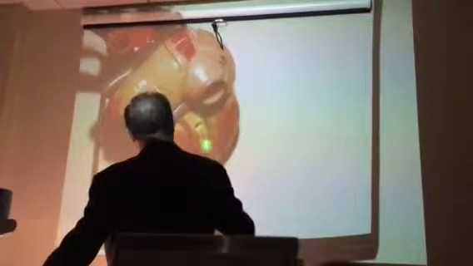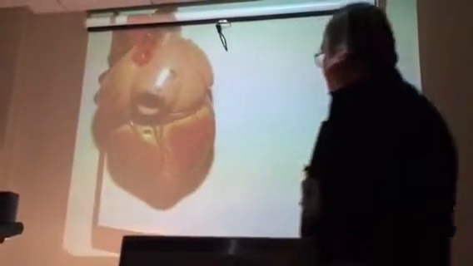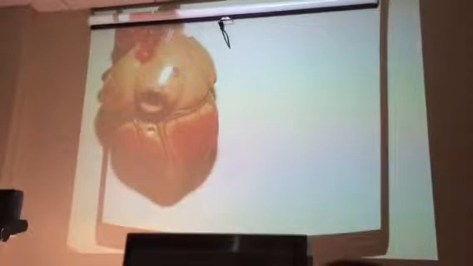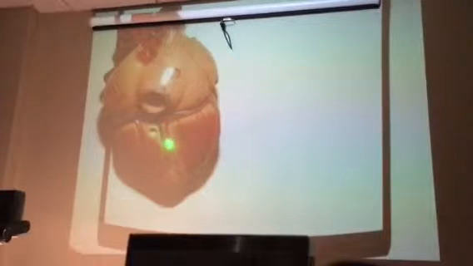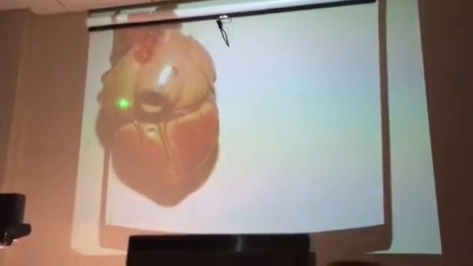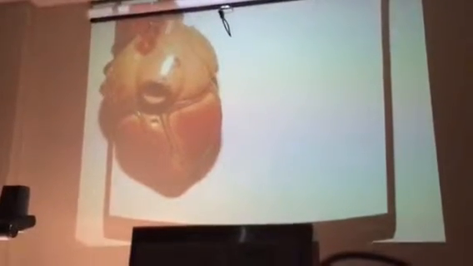And this is posterior interventricular groove. What is this artery? Posterior interventricular artery, and the vein is middle cardiac vein. There should be a vein here on the left atrium, known as oblique vein of the left atrium, but in this model they have not shown that vein. Okay.